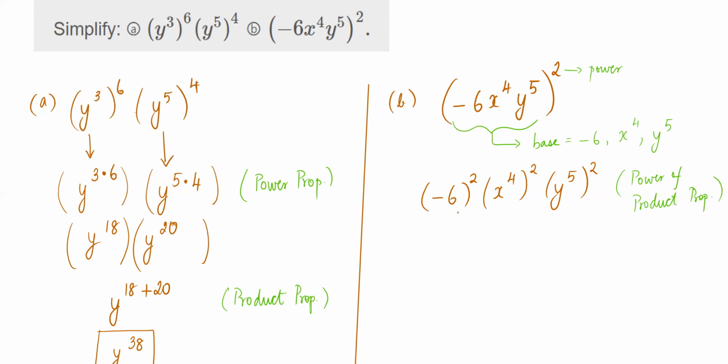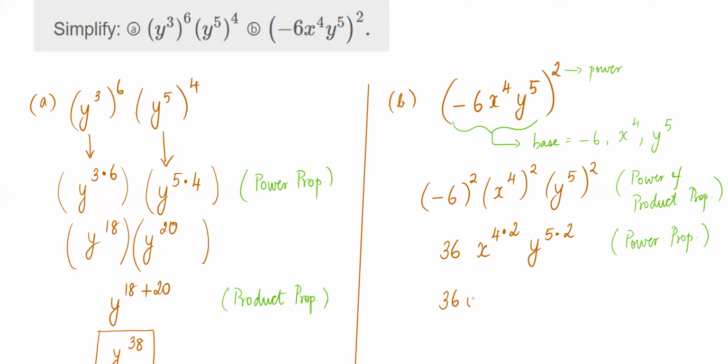All right, let's take them one by one. Negative 6 power 2 is negative 6 times negative 6, which is positive 36. X power 4 power 2. Look at that, those powers are stacked up, right? So you have 4 times 2. You need to multiply the powers. And here again, 5 times 2 must be multiplied because they're stacked powers. This comes from the power property, where it asks us to multiply stacked powers.